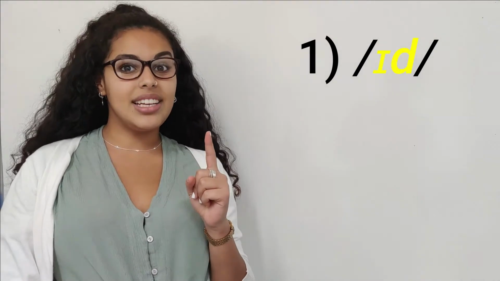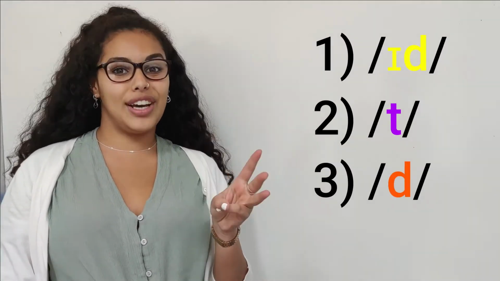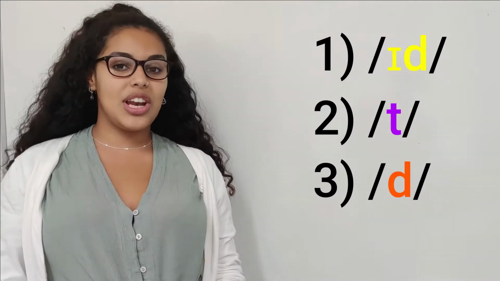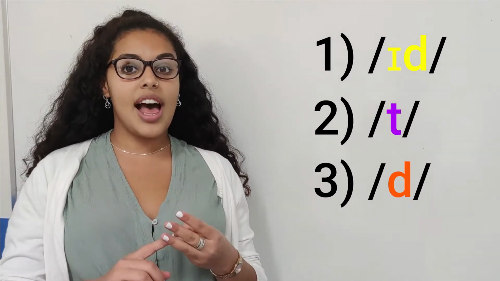So that's one example. But the thing is, with words ending in ed, there are three different ways of pronouncing them. First, you've got id, second, you've got t, and third, you've got d. So now the question lies in when do you pronounce different words with these different sounds? Well, luckily, we've got a couple of rules to help you with that.